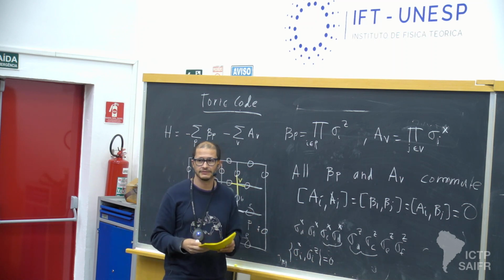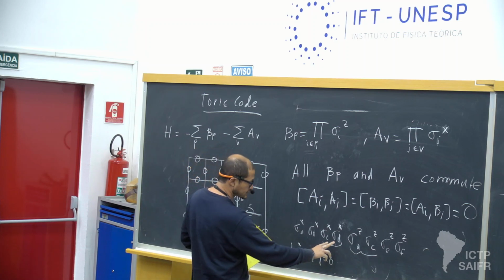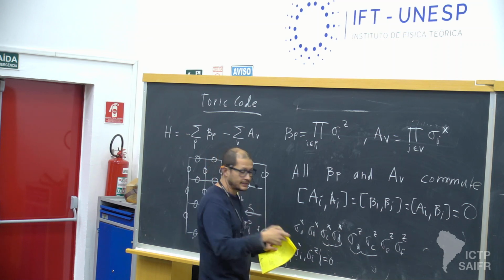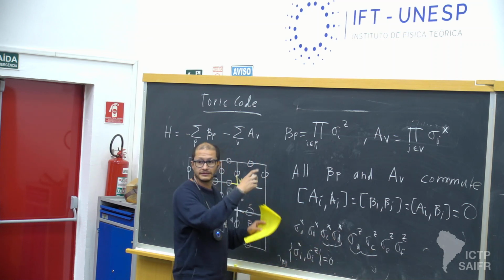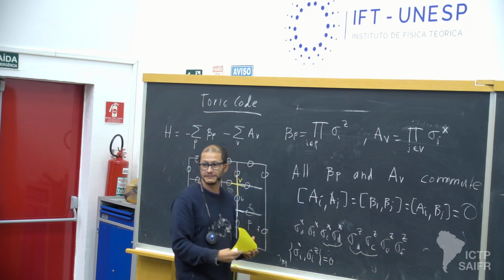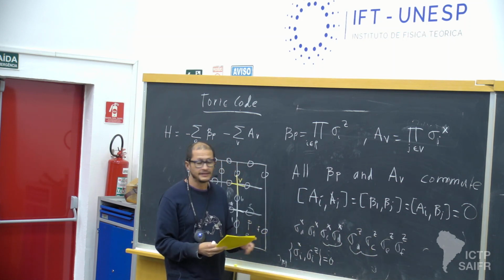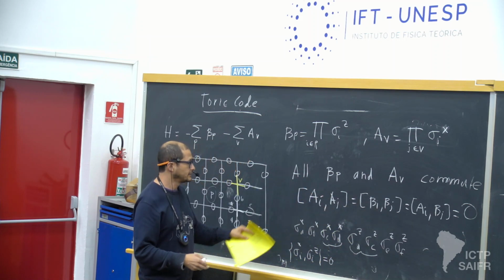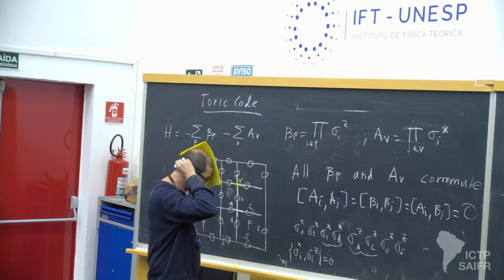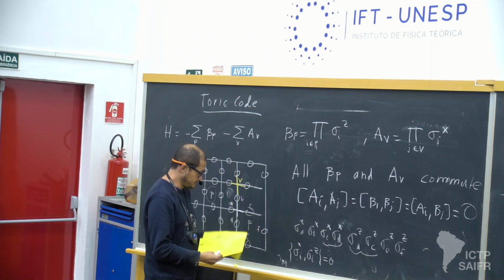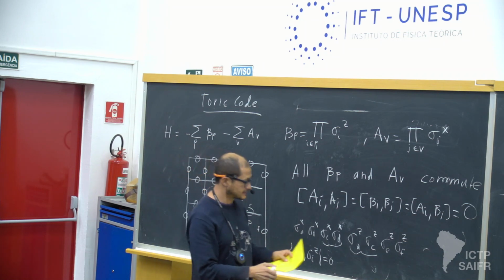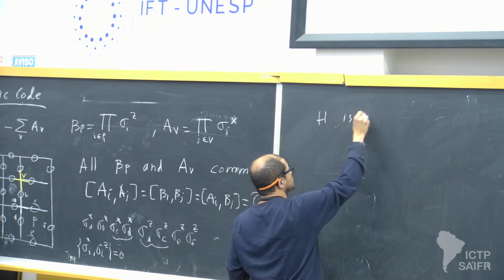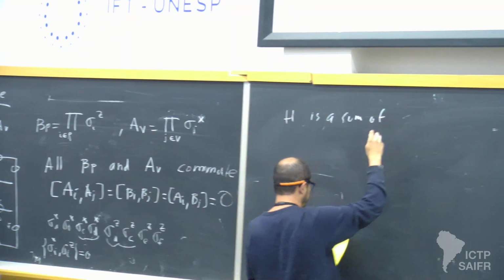You've seen some of this in the morning, right? And so when you switch this one with this one, you get a minus sign, okay? And when you switch this one with this one, you get another minus sign. And because of that, the commutator becomes 0, okay? So that's how you prove the fact that these operators commute, and that makes things easy. So at this point, H is a sum of commuting terms.